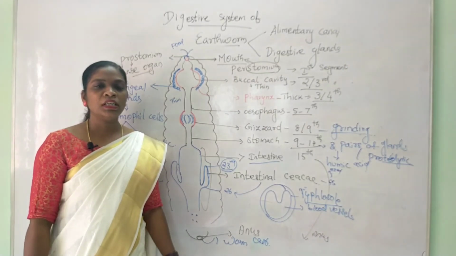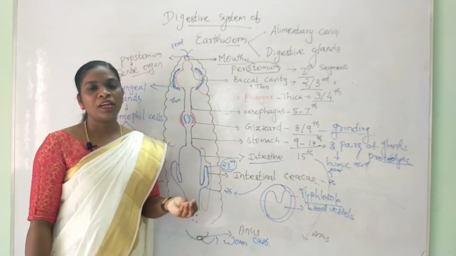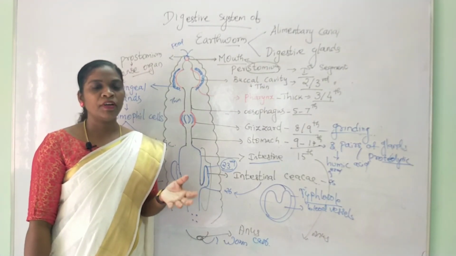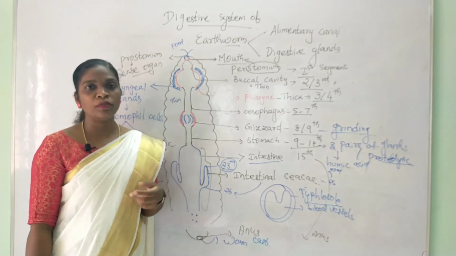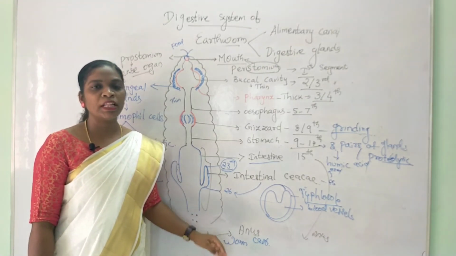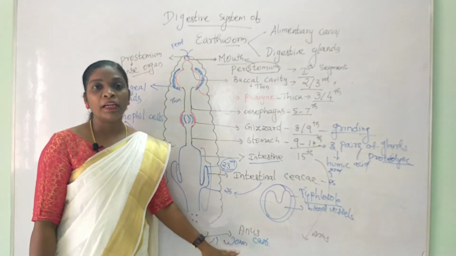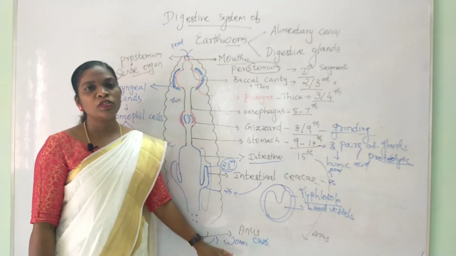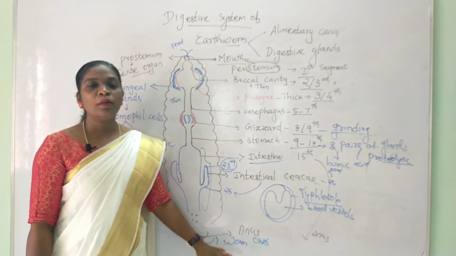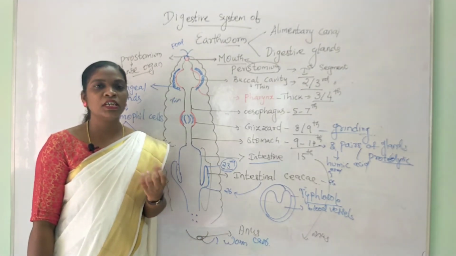The earthworm feeds on soil and detritus, that is dead leaves and half decomposed leaves. When they eat all those things, the worm cast they release is rich in nitrogenous matter. That will help in increasing soil texture and soil fertility.